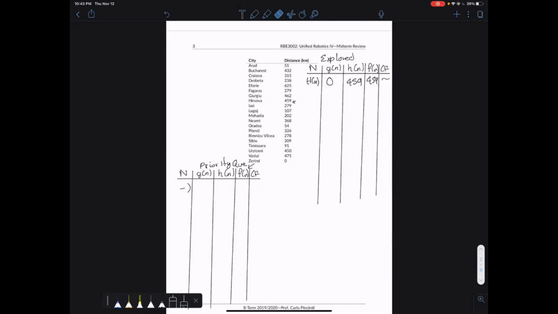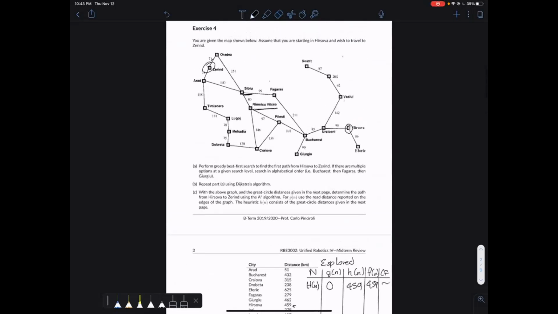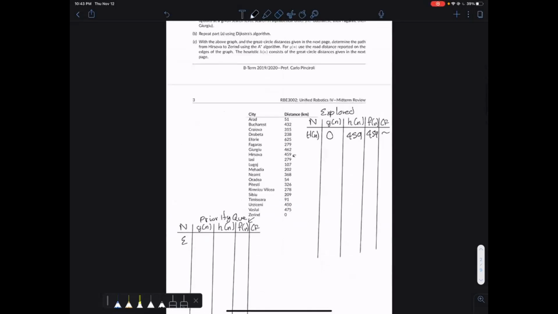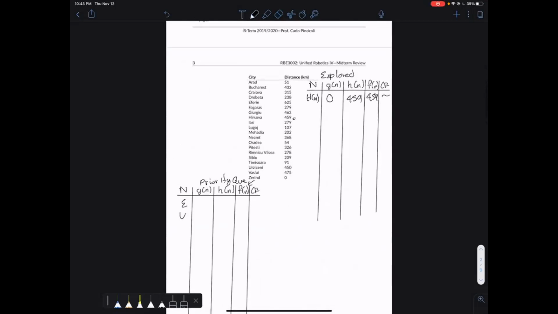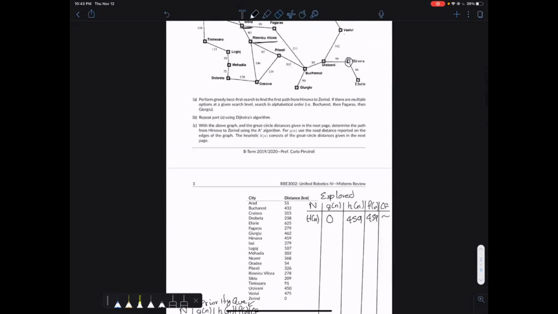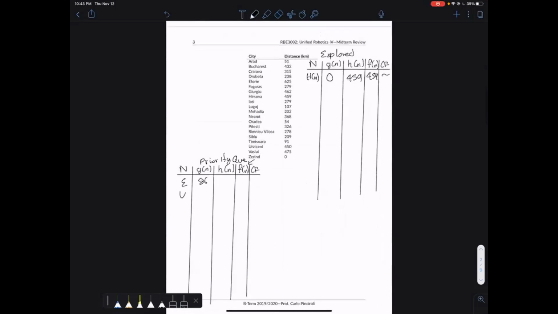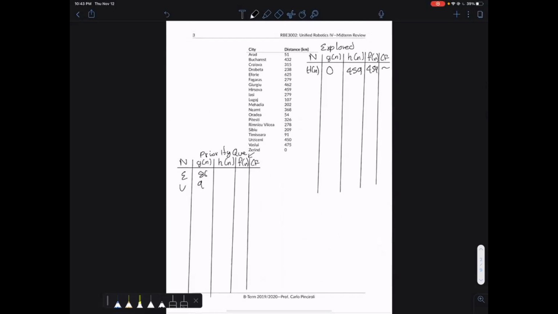Okay, so we've got that node. Now, the next step after we pop it out of our list is to add its neighbors. So we have two neighbors: node E and node U. G of n is going to be equal to the path cost plus the G of n from the last node. In this case, the path cost for E is 86 plus 0, which is our last G of n. And our path cost for U is 98 plus 0, which is our last G of n.